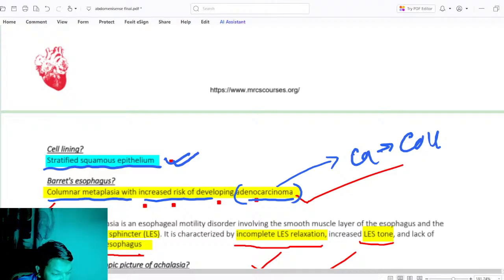And squamous cells have the carcinoma, like squamous cell carcinoma, right? So due to the excessive acid reflux, there will be columnar metaplasia, which increases the risk of adenocarcinoma. This is Barrett esophagus. Exam question, they ask in Barrett esophagus, which type of metaplasia occurs? This is columnar metaplasia. And what is achalasia?